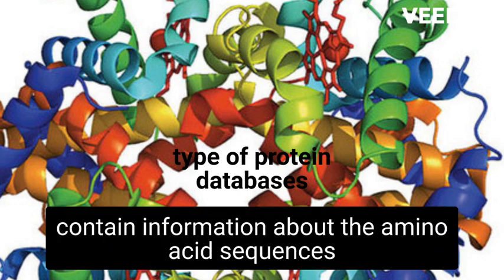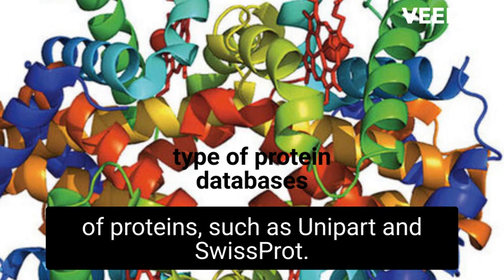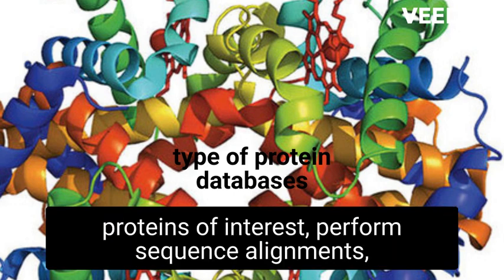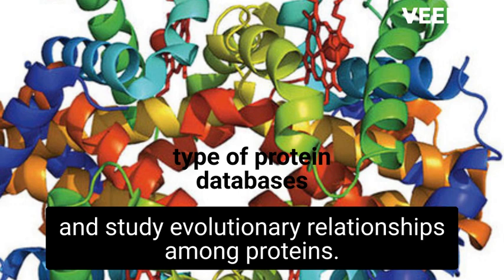These databases contain information about the amino acid sequences of proteins, such as UniProt and SwissProt. These databases are used to identify proteins of interest, perform sequence alignments, and study evolutionary relationships among proteins.